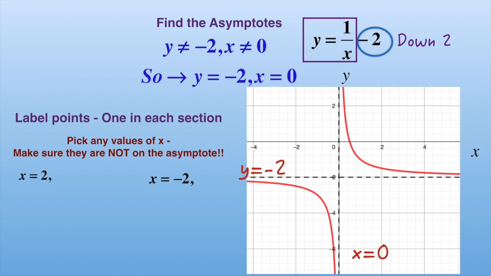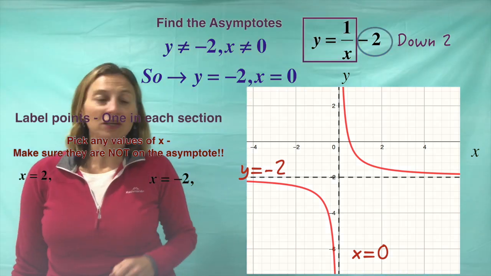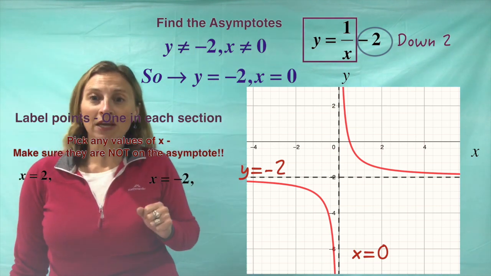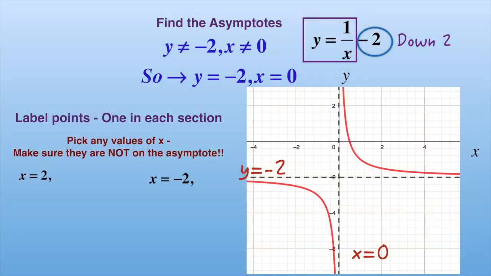And now that I've decided which x values I'm going to pick, I need to actually make them a point. So I need to find the y value. And to find the y value, I need to sub it back into the original y equation, y equals 1 on x minus 2. So I do that and I get y equals 1 over 2 minus 2. And you can work that out on your calculator or in your head. And you should get the coordinates 2, comma, minus 1.5.